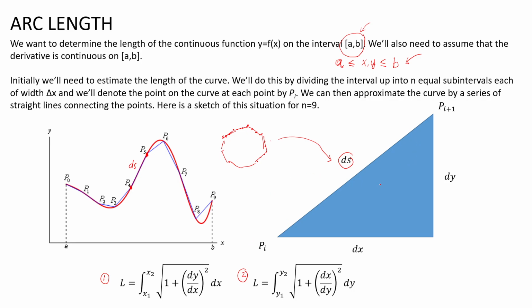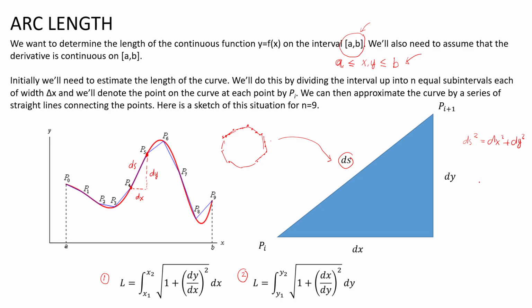So the concept behind the formula is just the Pythagorean theorem. You may create a triangle. Looking at the left side figure, points P4 and P5, we can say that this is dx, the differential distance in x, and the differential distance in y, dy. So we can use the Pythagorean theorem: ds squared equals dx squared plus dy squared.